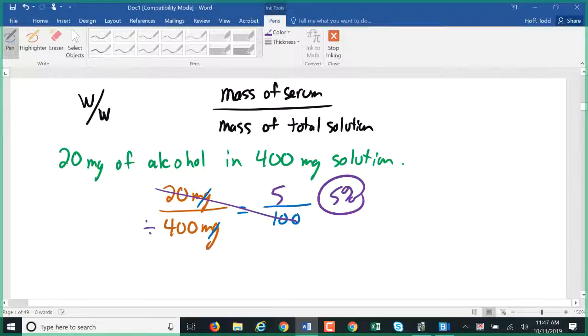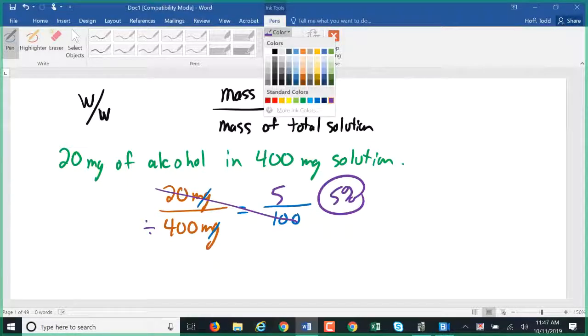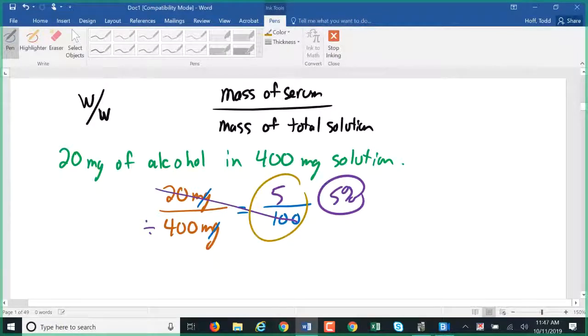I should have mentioned this on the volume and volume as well. We don't have to do the whole blank over 100 if we want to. We could have just done 20 divided by 400 is 0.05 and then convert the decimal to a percent, 5%.